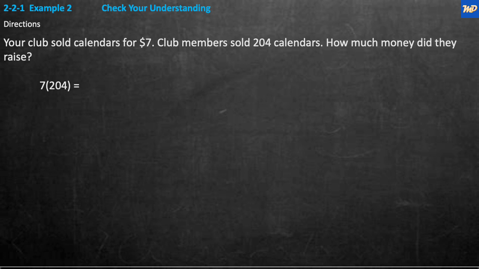Okay, example 2, check your understanding. As before, pause the film right now and see if you can do this on your own. It's just like we did the last 3 in the example we had. So it says your club sold calendars for $7. Club members sold 204 calendars. How much money did they raise? Well, go ahead and pause the video.